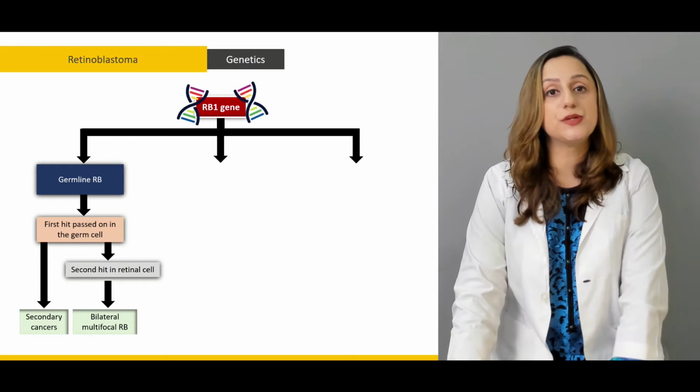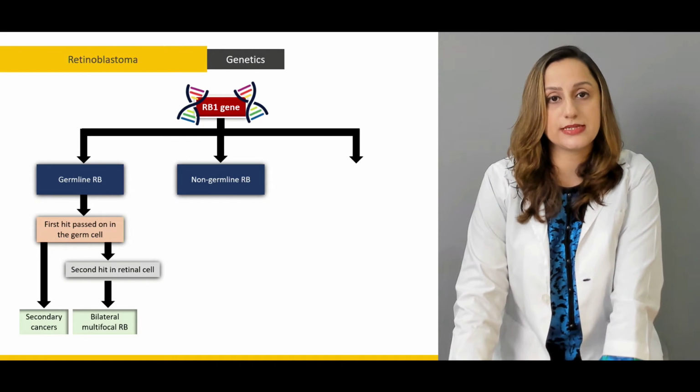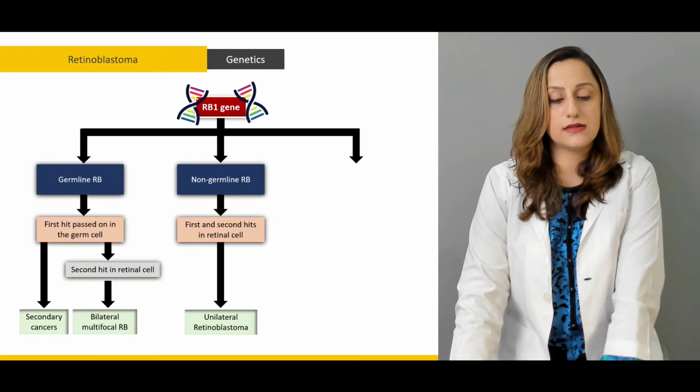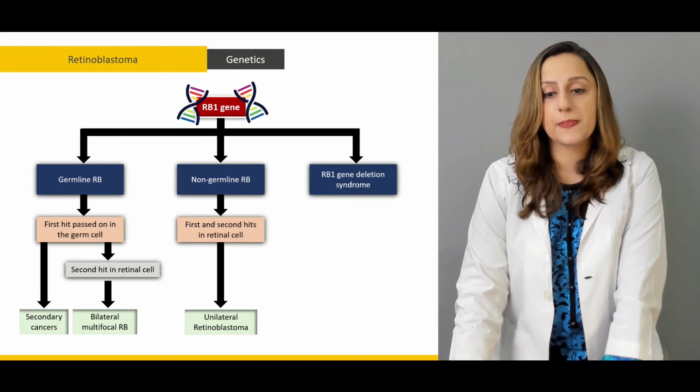So this would be a germline retinoblastoma condition, and then we have a non-germline retinoblastoma condition. The first and the second hits in the retinal cells occur for the patient, and then it gives rise to unilateral retinoblastoma in these patients.